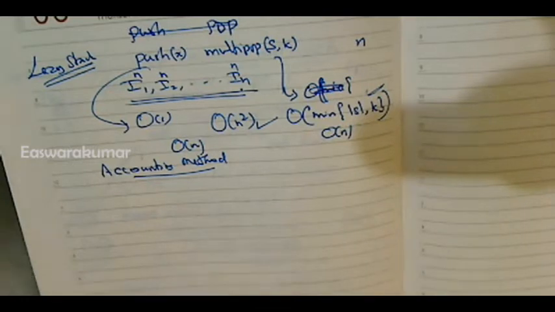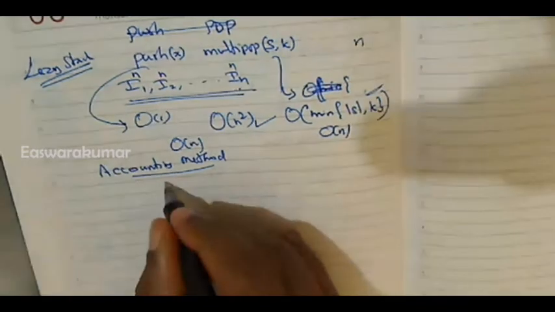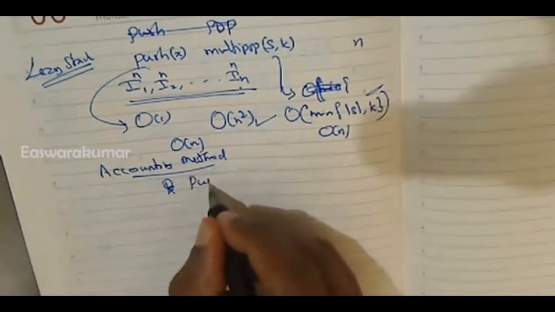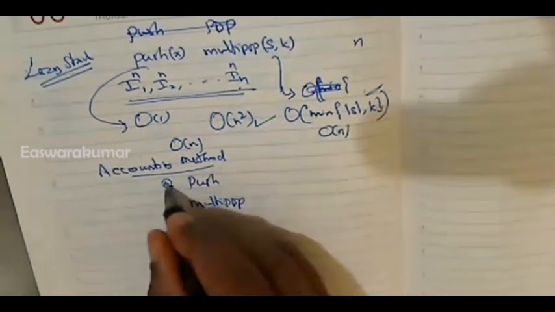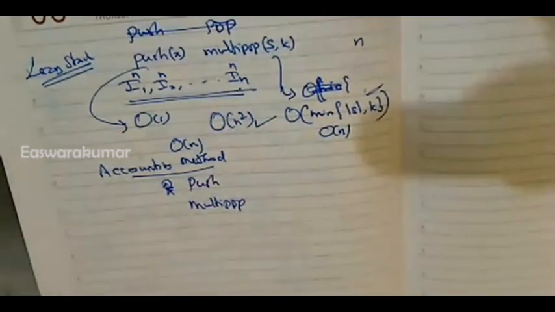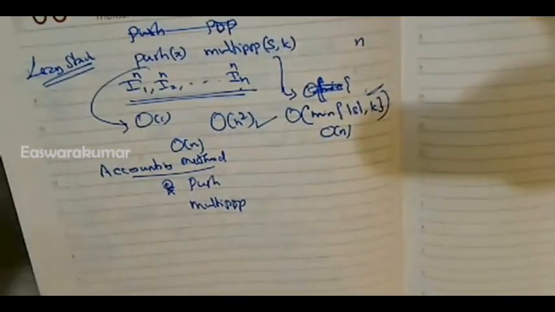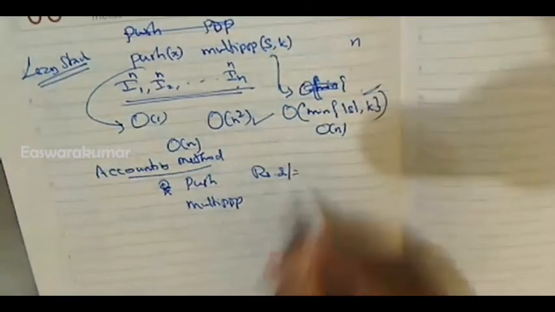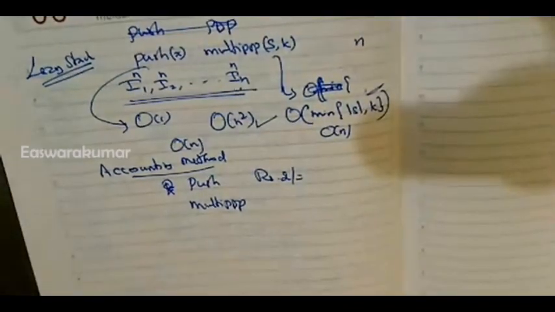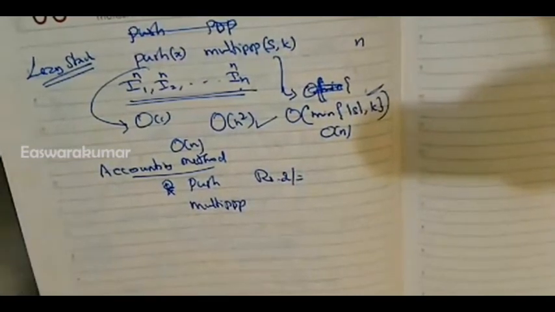When we say this is the accounting method, we have to talk in terms of rupees. Then only it is better. This is for the analysis purpose. So I have two instructions. One is the push instruction. The other one is the multi-pop. Whenever I want to push an element inside the stack, I will give 2 rupees to the computer. Don't ask how the computer will get 2 rupees.